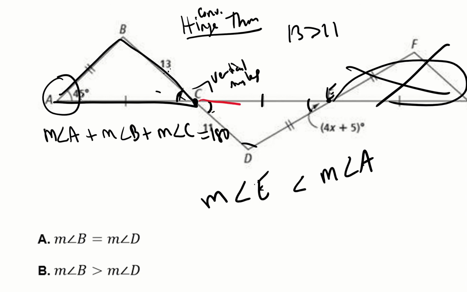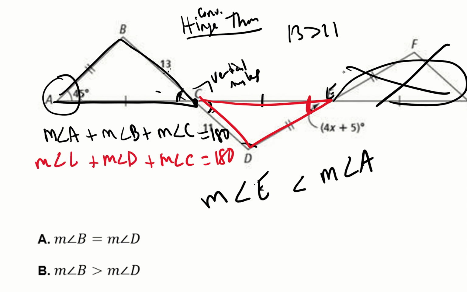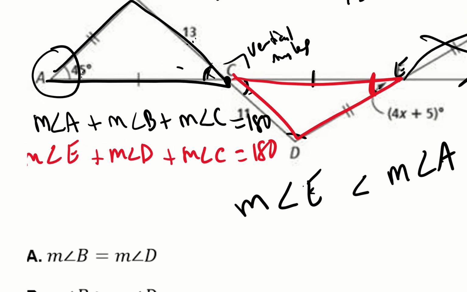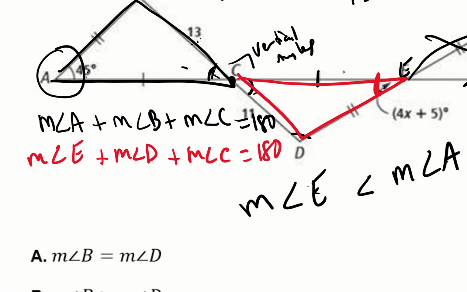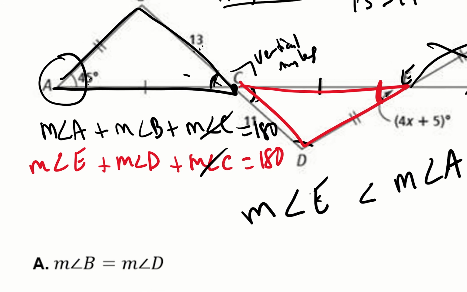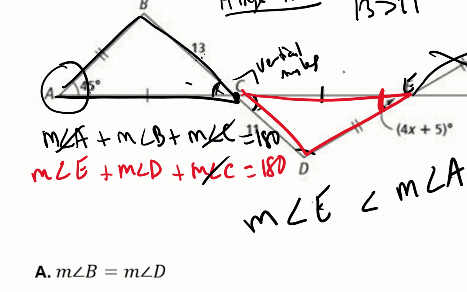Now let's do the triangle angle sum theorem for this triangle. We know that the angles add up to 180 there as well. So we have the measure of angle C, we have this angle D, which we don't know, and we have this angle E, which we also don't know. Now, if we examine this for a second, we know that angle C is equal for both of them. So that really doesn't contribute anything to this conversation. We know that angle A is 45. So what we want to do is compare these two.